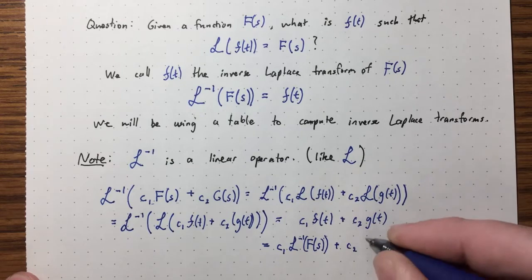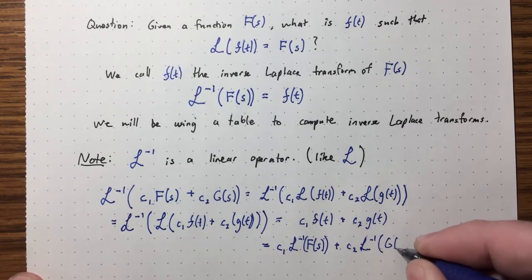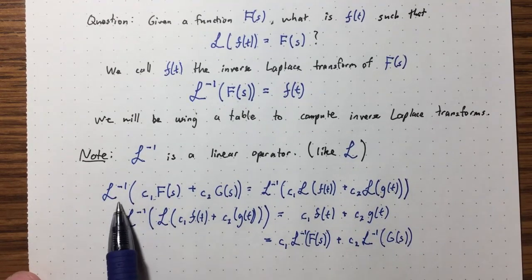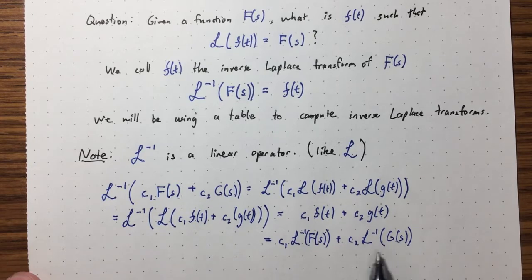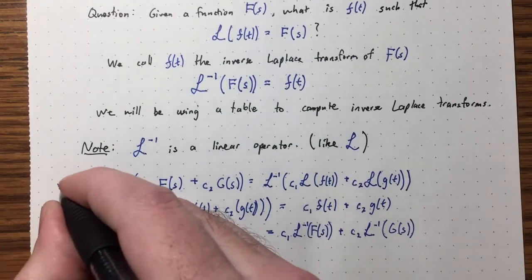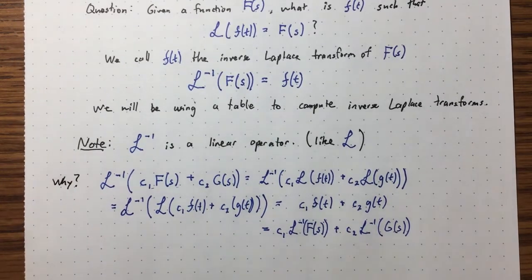And similarly for g of t, it's the inverse Laplace transform of capital G of s. And so look at what we just showed, right? The inverse Laplace transform of c1 F plus c2 G is c1 times the inverse Laplace transform of F plus c2 times the inverse Laplace transform of G. So in other words, this is a linear operator. And this is the proof here. Why is it a linear operator? Because of this. Okay, and so that will be useful to us.